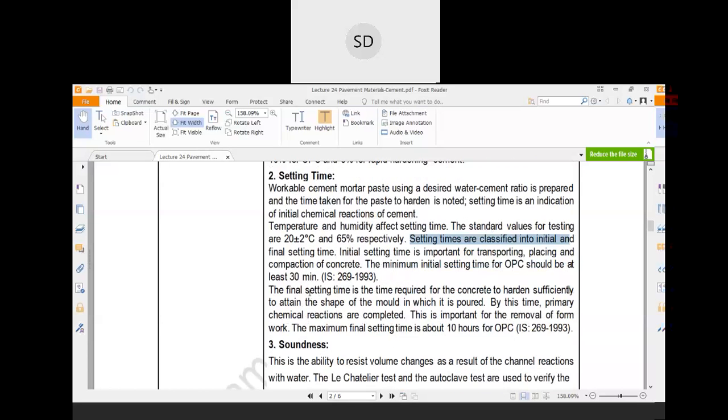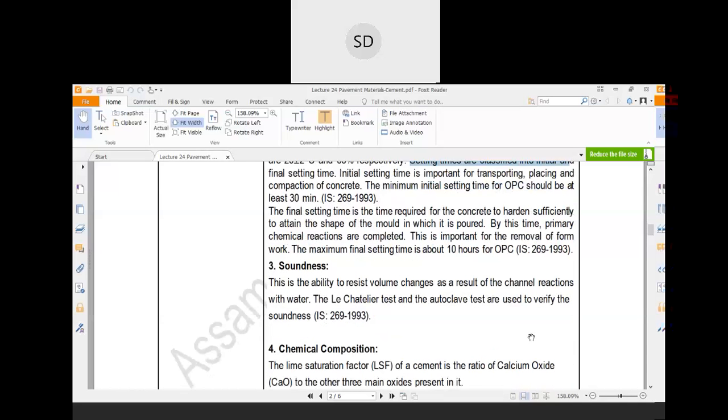Now, the final setting time is the time required for the concrete to harden sufficiently to attain the shape of the mold in which it is poured. By this time, primary chemical reactions are completed, and for the OPC which we are using for road construction, the final setting time is about 10 hours. Another test is the soundness test, which is tested by the Le Chatelier apparatus. This test is conducted to know the extreme volumetric changes of the cement mortar.